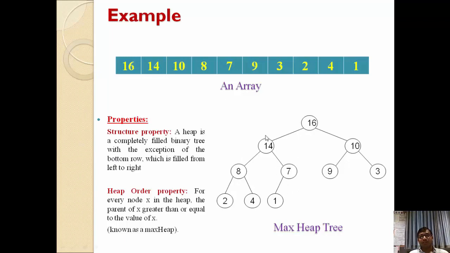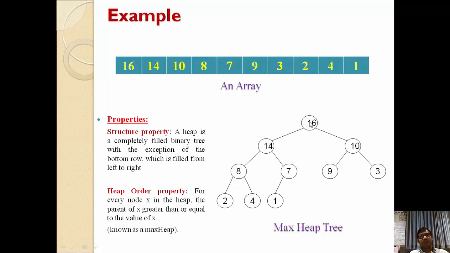Then again we have to convert the remaining elements, for example 14 this part and 10 this part. When we convert into a max heap tree, again the largest value will be on the root node, so 14 will be the root node. So remove this 14 and store it inside this separate array. Then for the remaining nodes, again we have to convert this tree into a max heap tree. So the next largest value will be the root node, that will be 10.